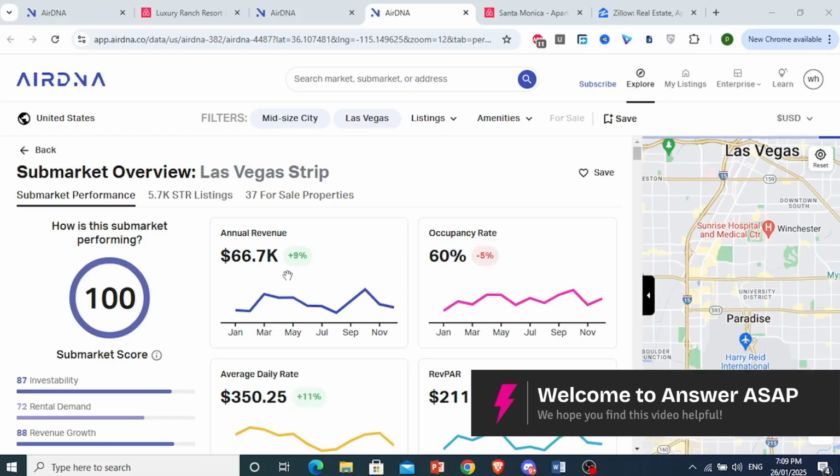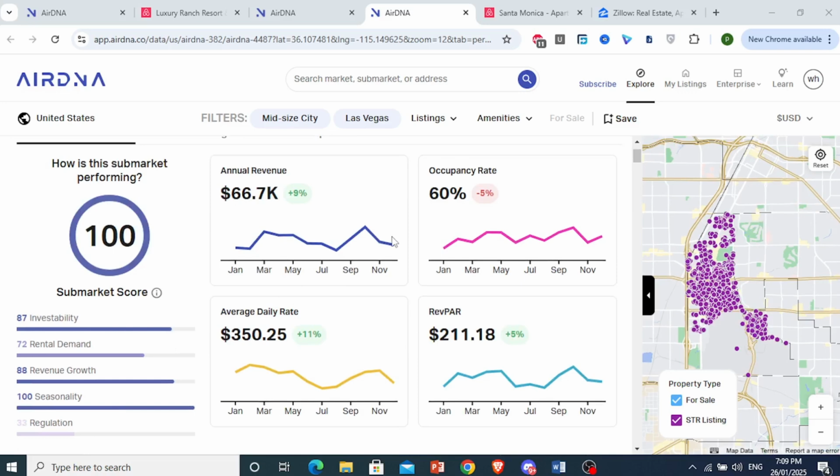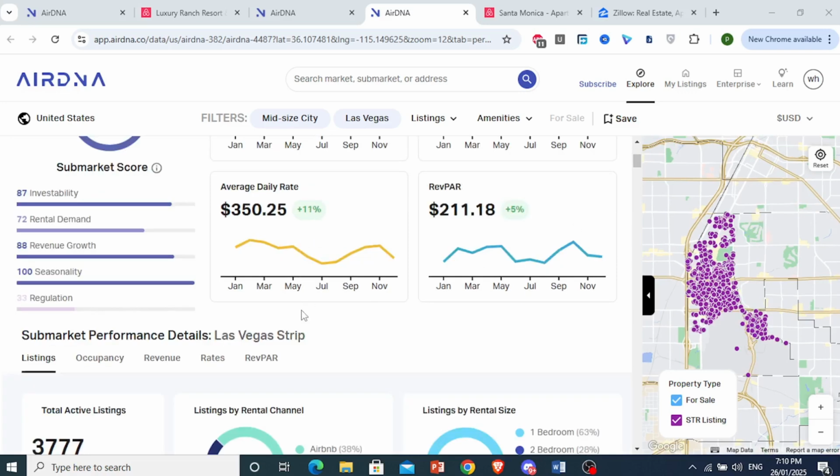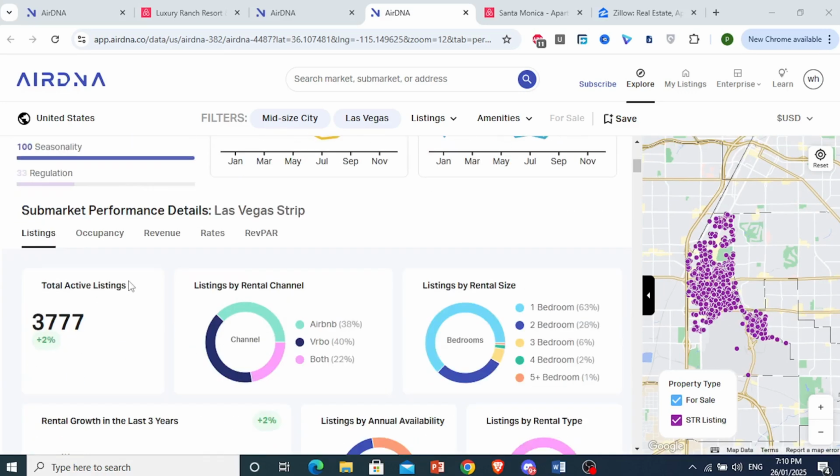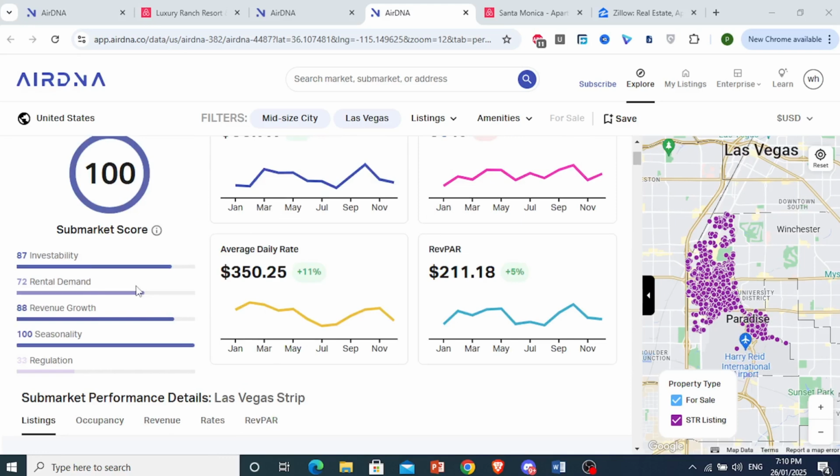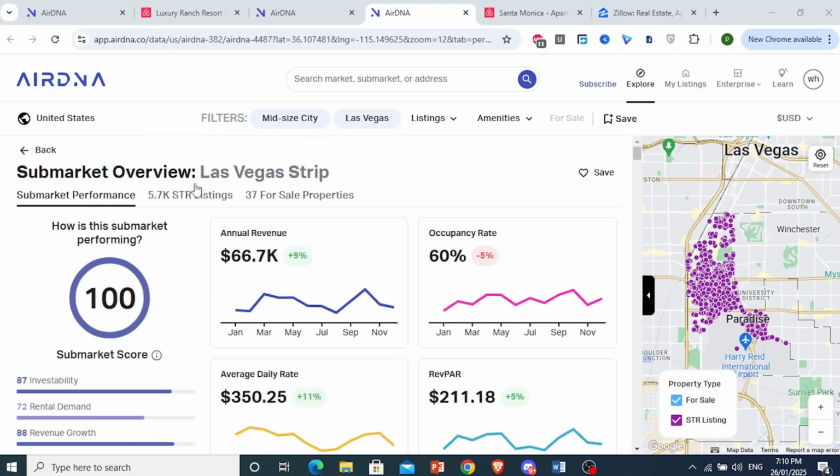How to read the AirDNA statistics. So if you have been seeing numbers here on AirDNA and you're not sure what is going on exactly, I'm going to explain to you step by step. So first, you need to choose either a market or submarket, right?